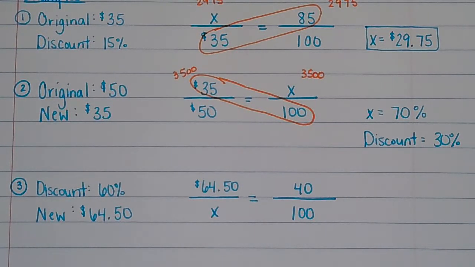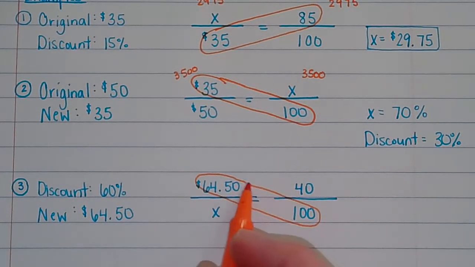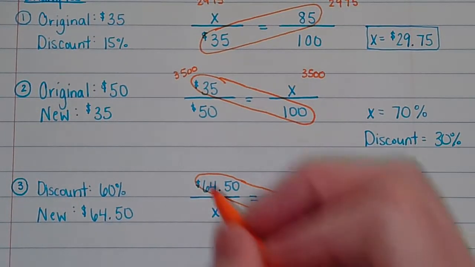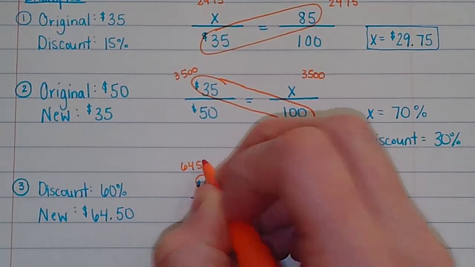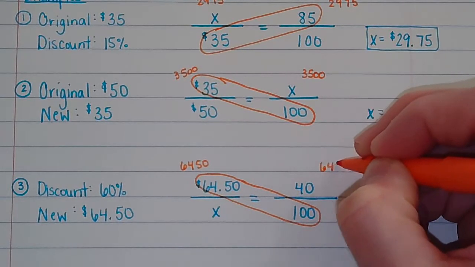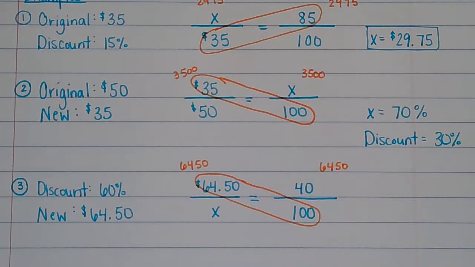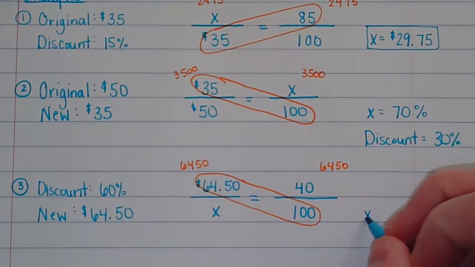All right. So now if I cross multiply, 64.50 times 100 would be 6450. Same thing over here. So now I'm going to do this 6450 divided by 40. 6450 divided by 40, and I get 161.25.